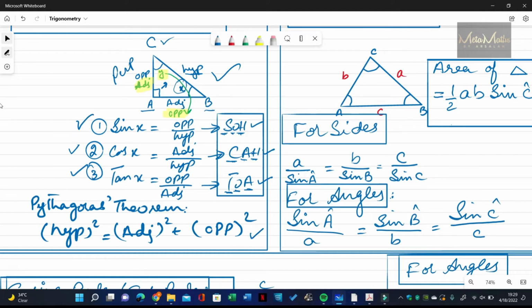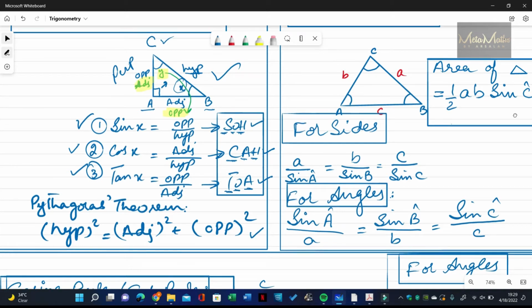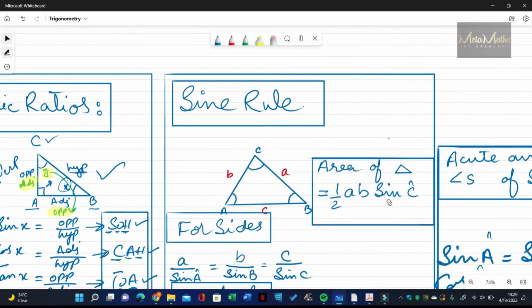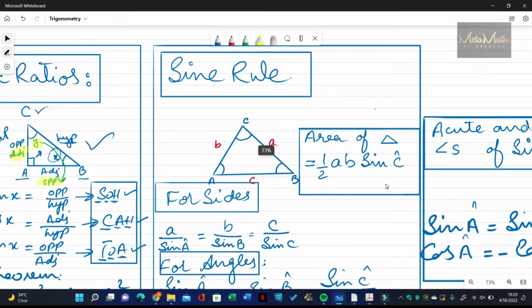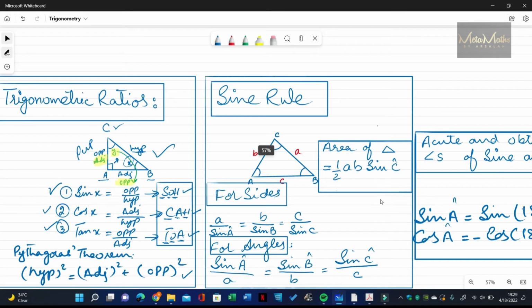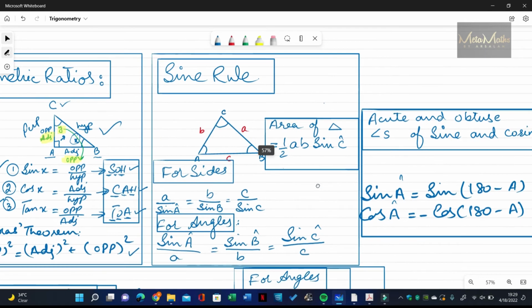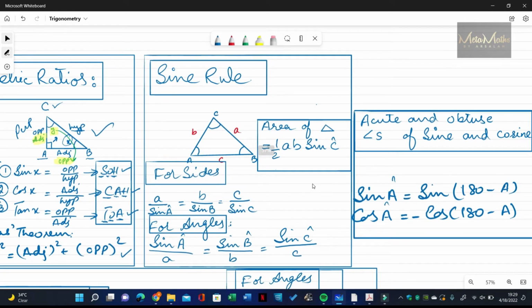After that I will come to the Sine Rule, which is another important formula. You can see on the screen. Let me bring it to the center. Okay. Now the Sine Rule I am going to discuss with you. It is applied on any other kind of triangle which is not right angled. Whenever it is right angled, you are using trigonometric ratios, right?